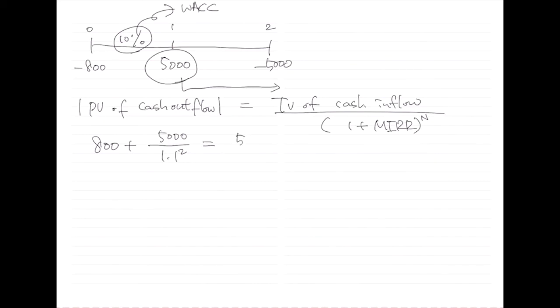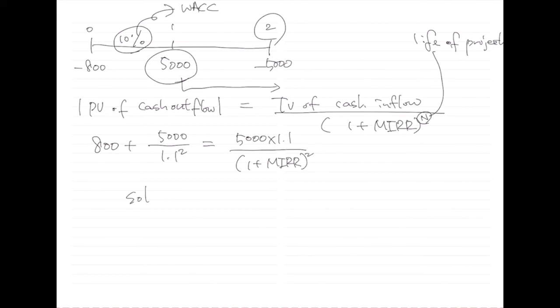So 5,000 multiply 1.1, and denominator is 1 plus MIRR power of what? N is life of project. So this project life is 2, so power of 2. And then solving for MIRR, that is the answer of this question, right?